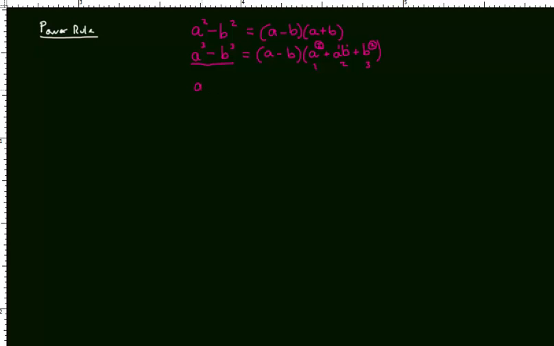So let's do this now with a to the fourth minus b to the fourth. A minus b, times a to the power of 3 plus a to the power of 2, b to the power of 1 plus a to the power of 1, b to the power of 2 plus b to the power of 3. A to the fourth minus b to the fourth, there are 1, 2, 3, 4 terms after the initial a minus b.